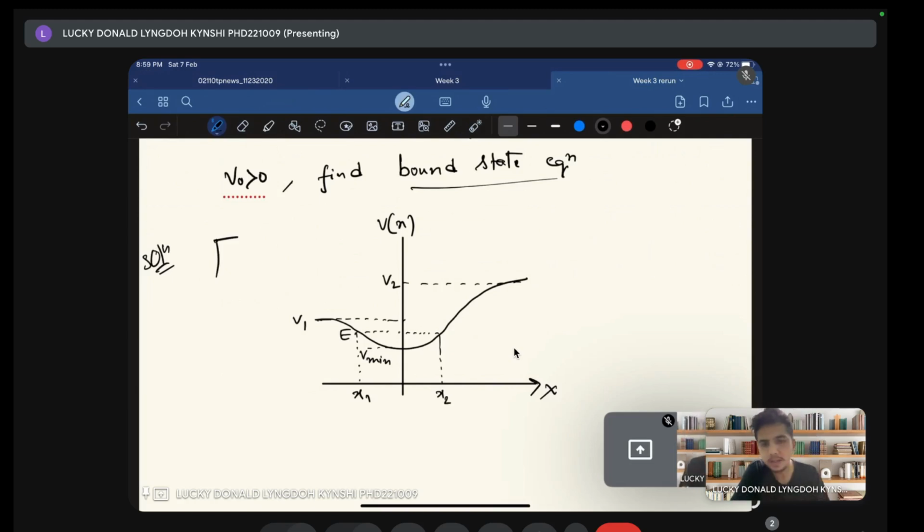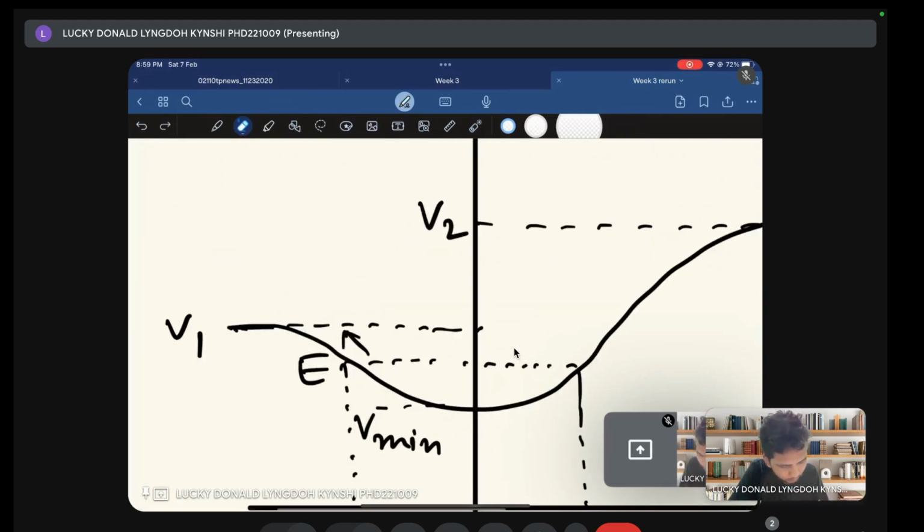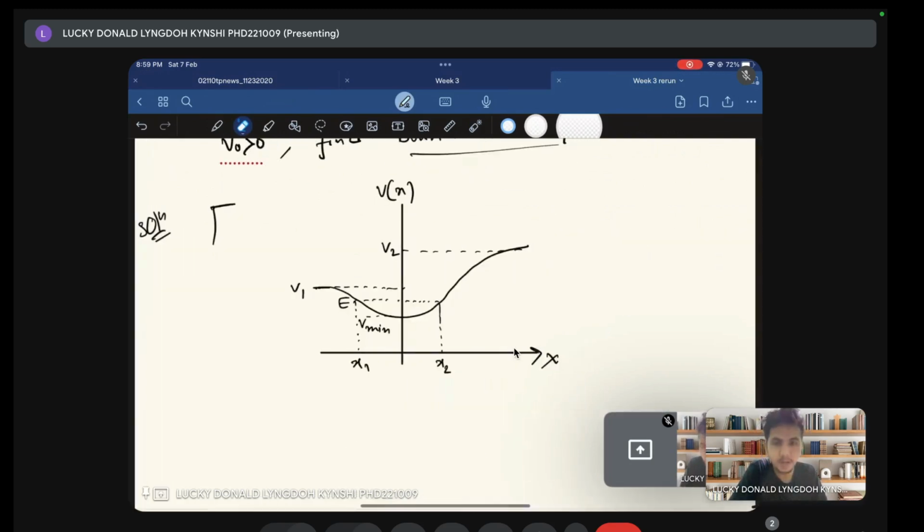If you look at it, the particle can move freely between x1 and x2, but it cannot move outside of x1, because the potential V1 is greater. Your particle can freely move between x1 and x2, which means it is bounded between these positions, because the energy is greater than V minimum. As we have seen, the energy here is greater than V minimum. But it cannot move out of it because there is a higher potential V1 on the left, and on the right there is also a higher potential V2.